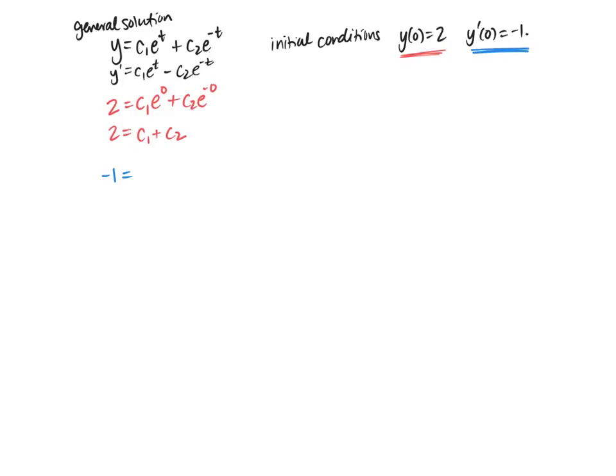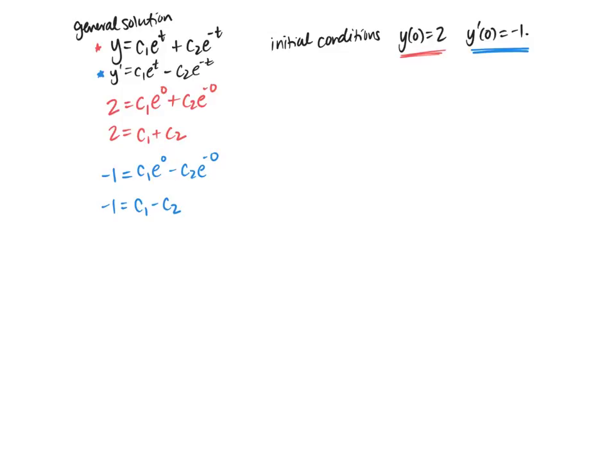Okay, so this second initial condition is going to go with this one. My first initial condition went with that one. So my second initial condition is going to give me negative 1 is equal to C1 e to the 0 minus C2 e to the minus 0. So in other words, I get negative 1 is equal to C1 minus C2.